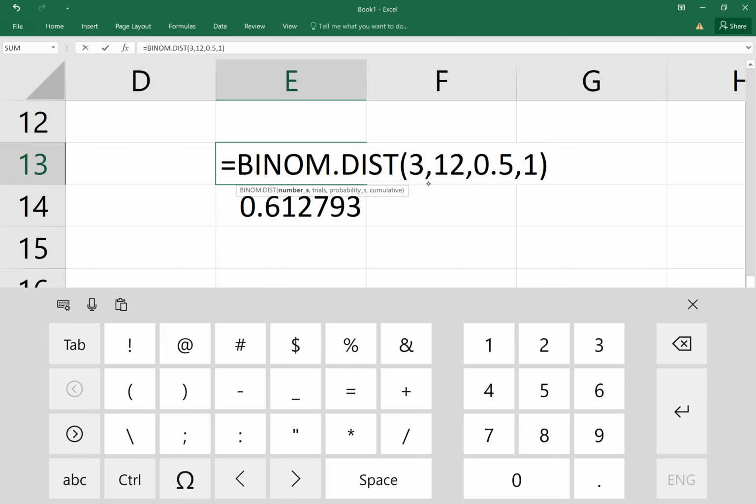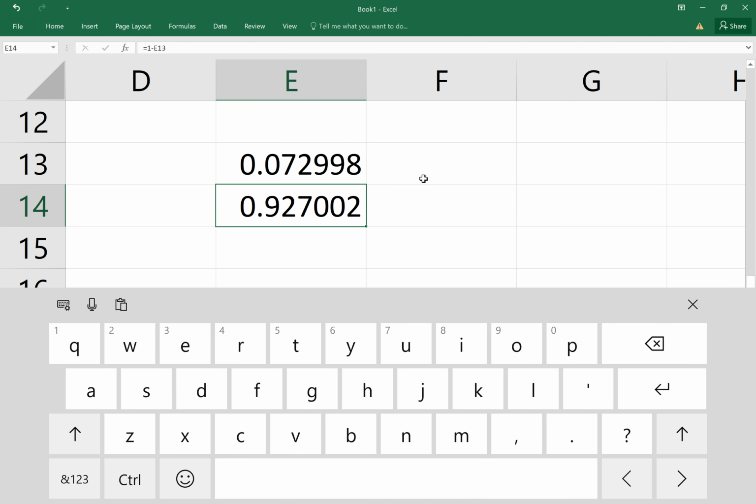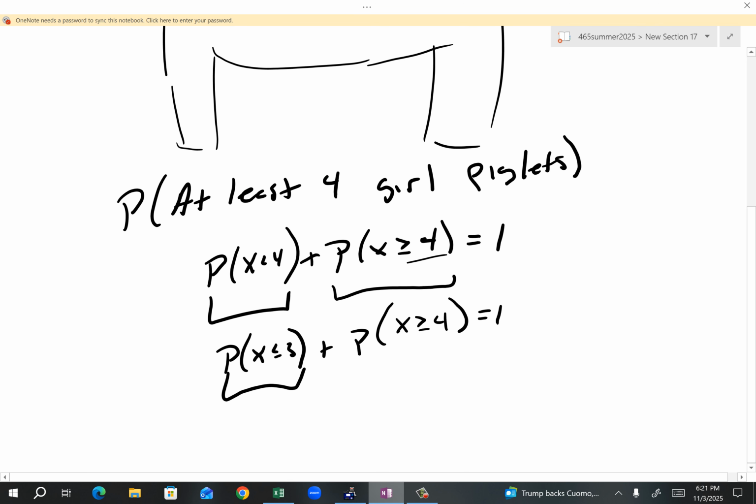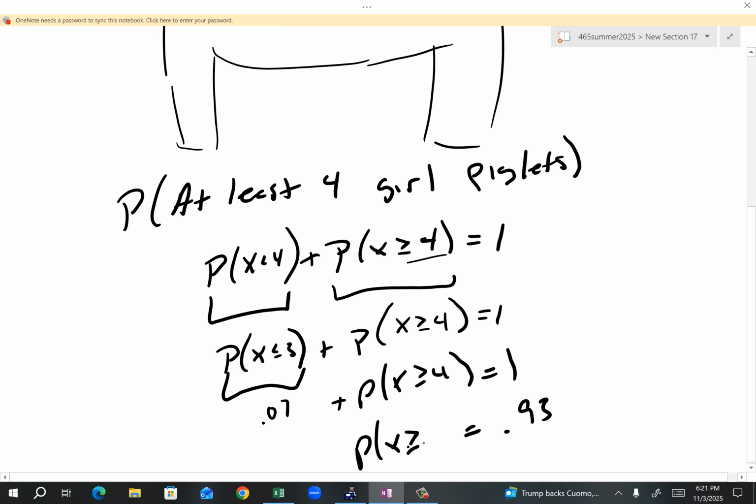Why are we putting 3 in here? Because we need less than or equal to 3. Okay, so it's 7%. And then, of course, it's 92.7% over here. So this is about 7%. So 0.93, or 93% rather. And you're home free, friends.